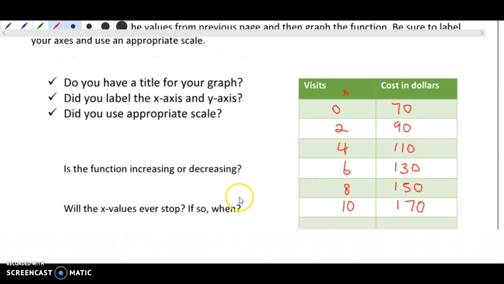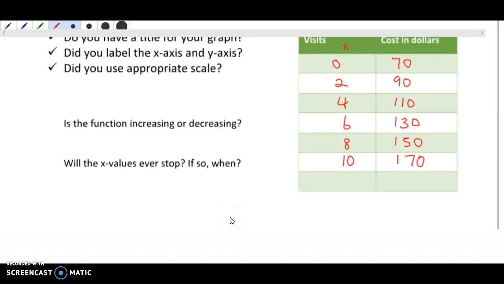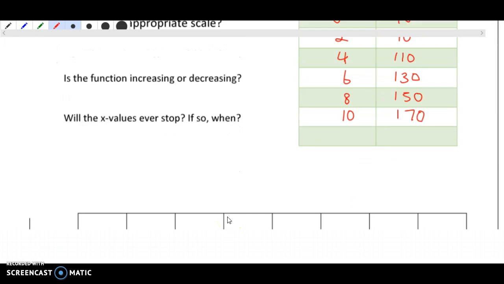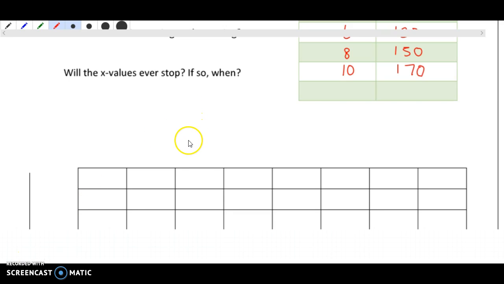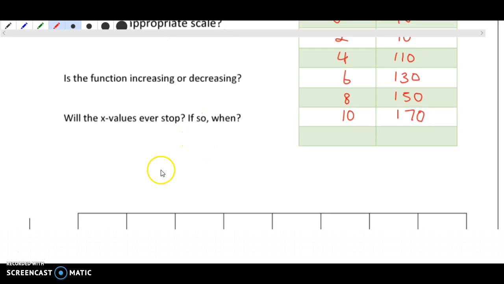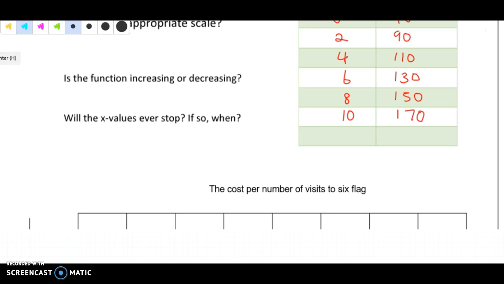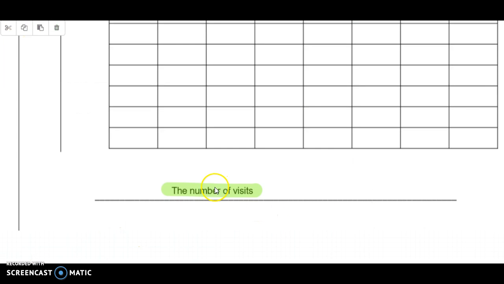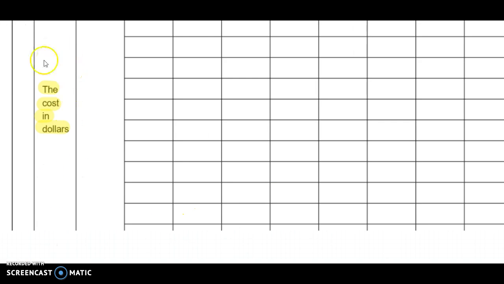You can't go wrong with a title, so anything that's appropriate would be fine. I'm gonna pick a title that says the cost of season pass to Six Flags. Actually, I'll choose the cost per number of visits to Six Flags. I'm gonna label the x-axis with the number of visits, and I'm gonna label the y-axis with the cost in dollars. So now we need an appropriate scale.